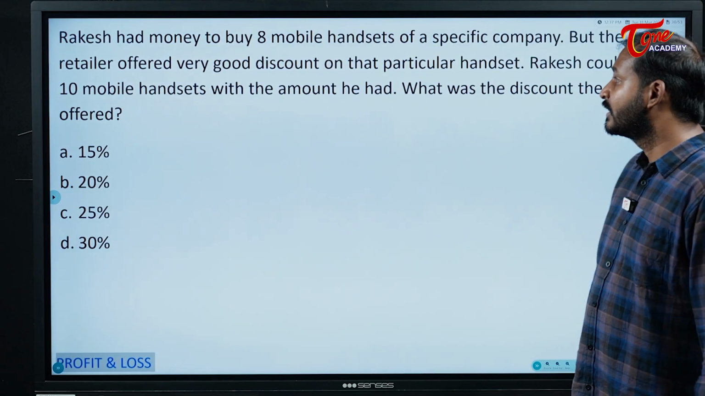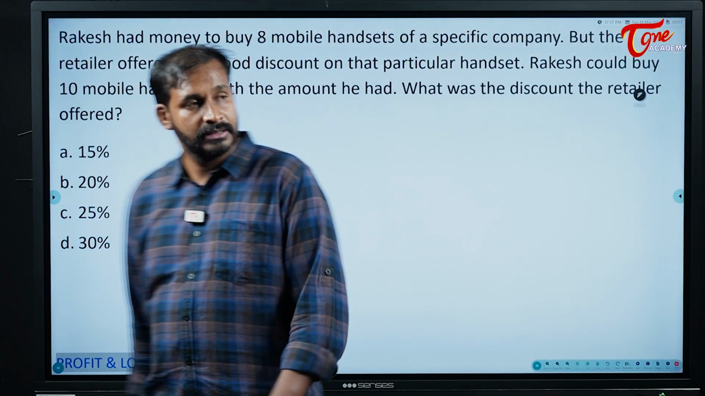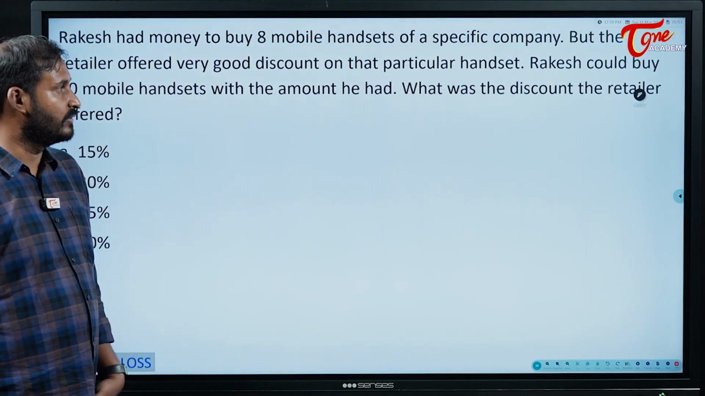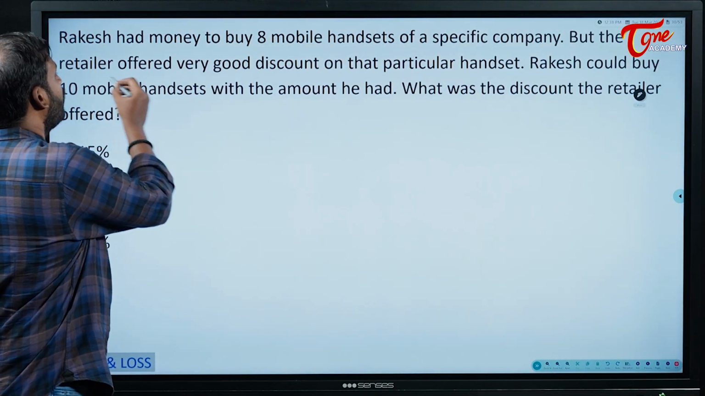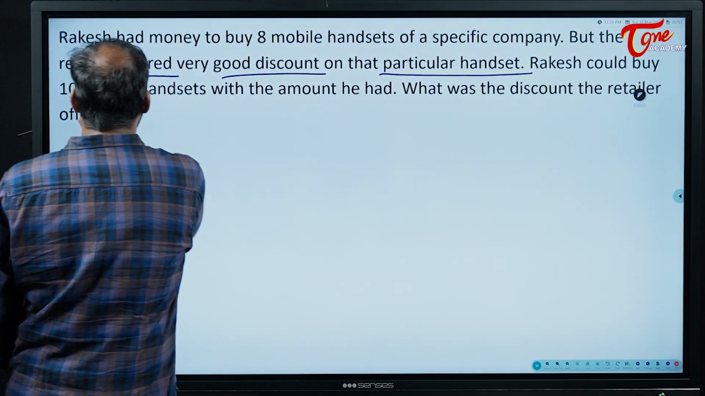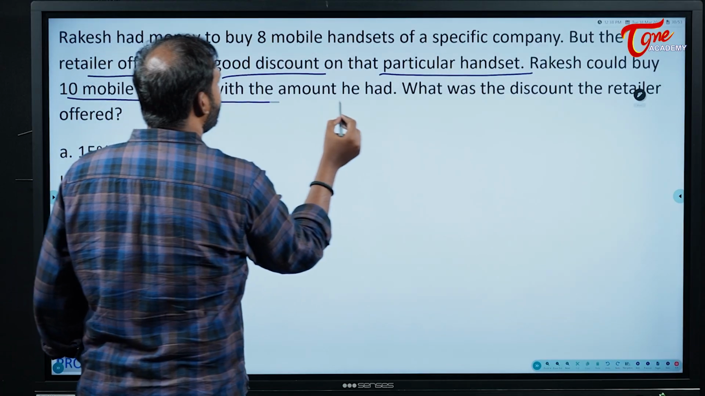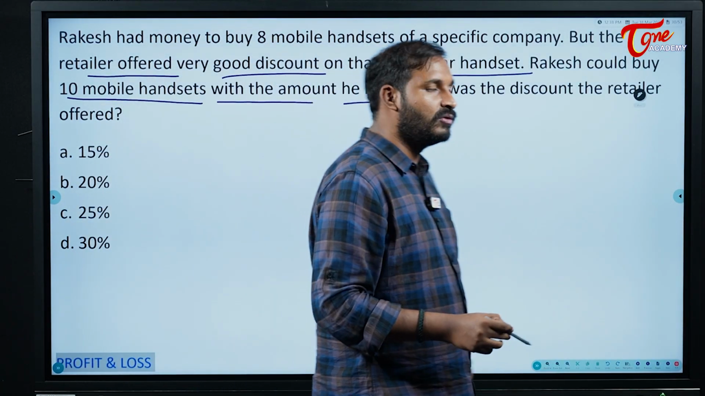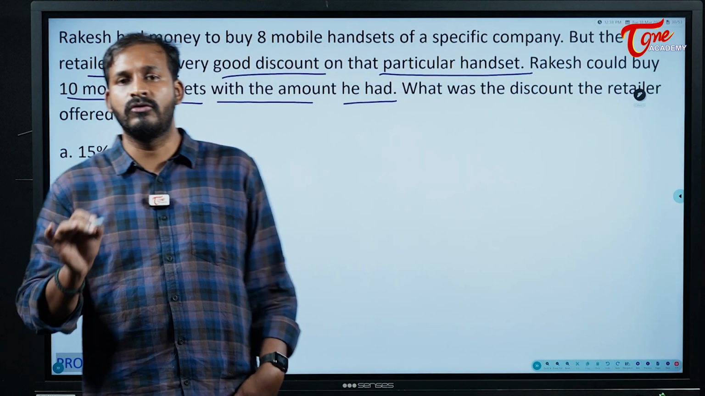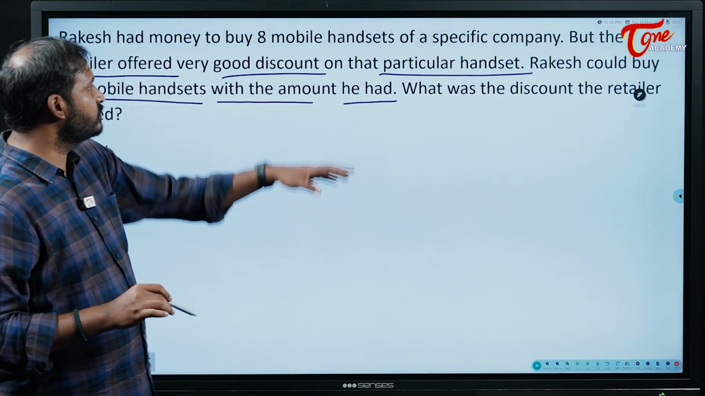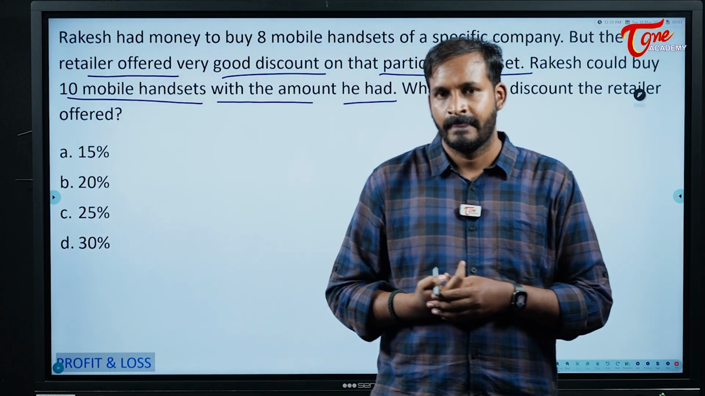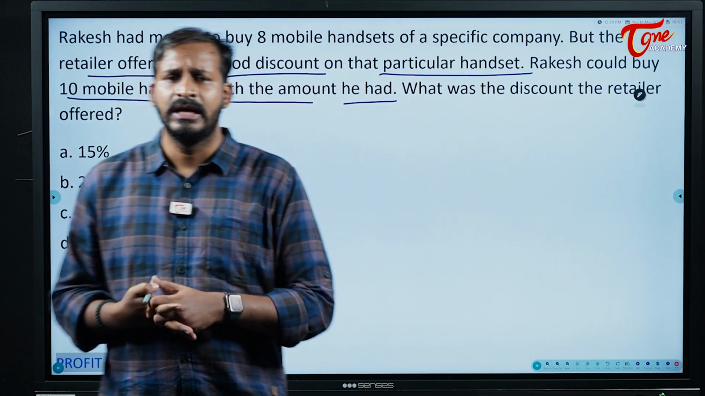Next one. Rakesh had money to buy 8 mobile handsets of a specific company. But the retailer offered a very good discount on that particular handset, and Rakesh could buy 10 mobile handsets with the amount he had. What is the discount the retailer gave? See here students, with this type of question you can go with assumptions. Why? Because nowhere in the question was any particular amount given to us. We can make the arrangements very easily.